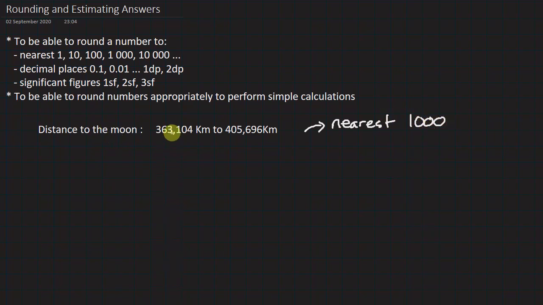So to the nearest 1,000, we look down to the thousands place, which is that 3. Look at the next digit, the 1. What does the 1 say? It says round up, round down. So to the nearest 1,000, the lower distance, the apogee, is 363,000. I want to know about the 3, so it's 3. But this 104 kilometres, it's not important apart from making sure it's about the right size.